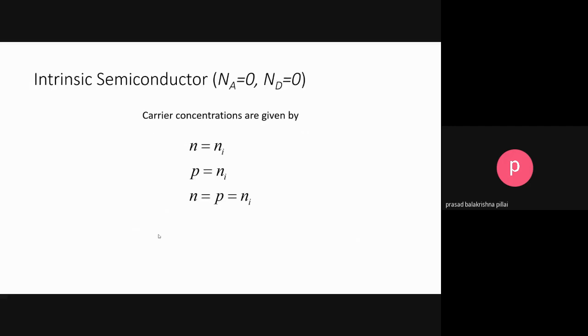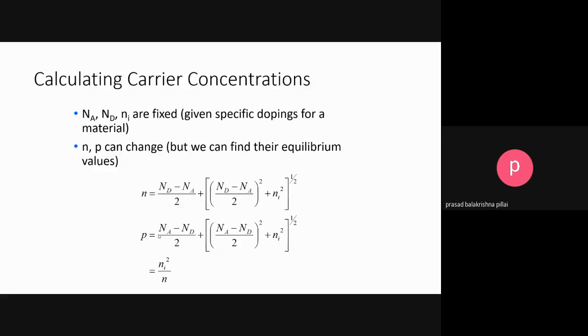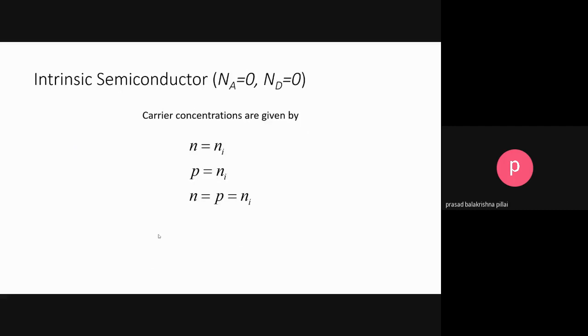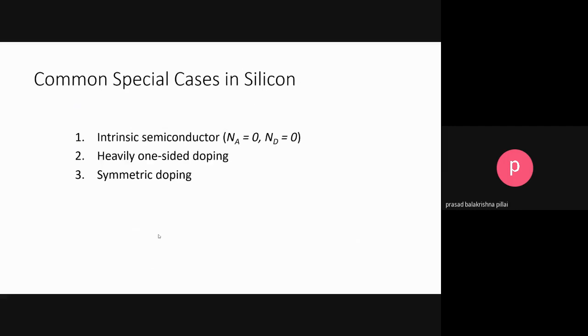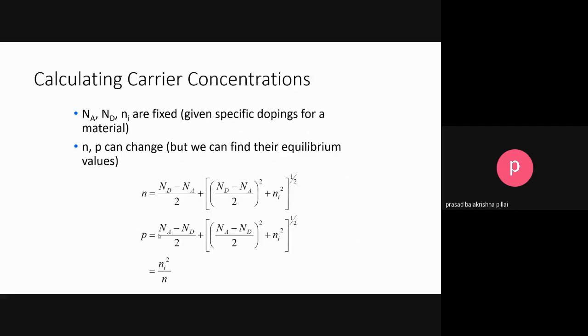In the intrinsic case, we have seen that both electron and hole concentration will be the same, and we can use that equation which I have shown in the beginning for finding out the Ni. Substituting the values in this, I'll leave it as an exercise. For the equilibrium concentration, if Na and Nd dopants are present, then the electron concentration will be given by this.